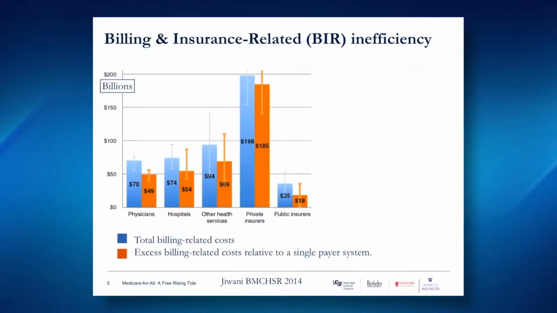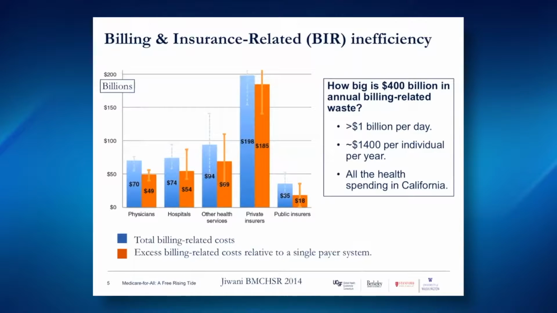In the orange bars, we see the portion that is excess. By comparing what we spend in the United States to what is spent in Canada, which is a single-payer system, we get an estimate of overall how much we're wasting on excess administrative burden. And it works out to about $400 billion per year. This is more than $1 billion per day. It is $1,400 per individual in the United States per year, and is equivalent to all of the health spending in California. So that is a lot of inefficiency.